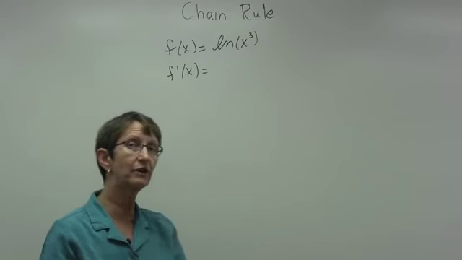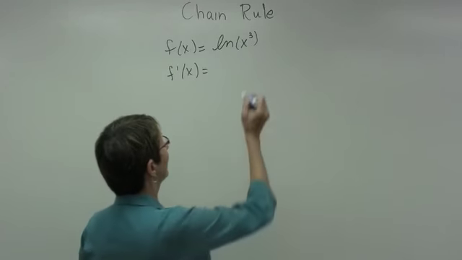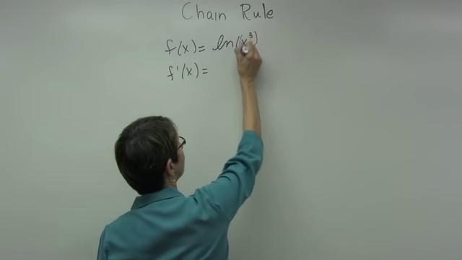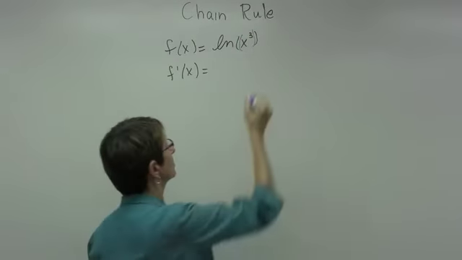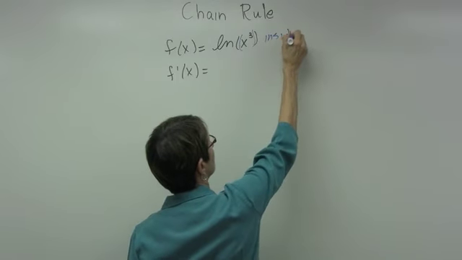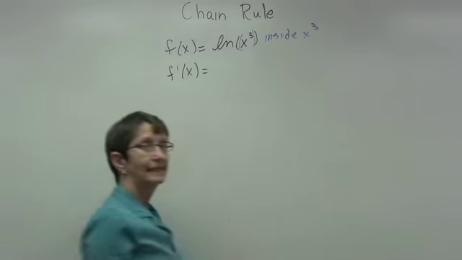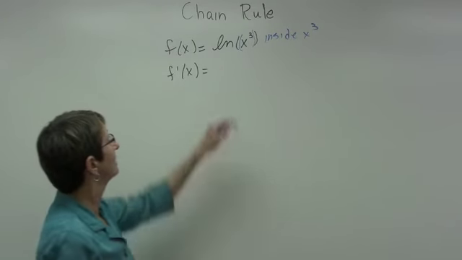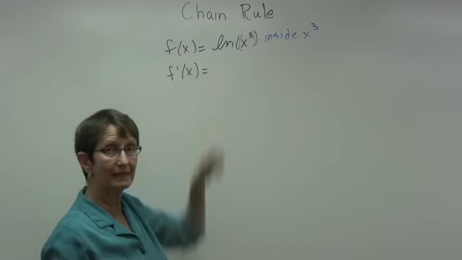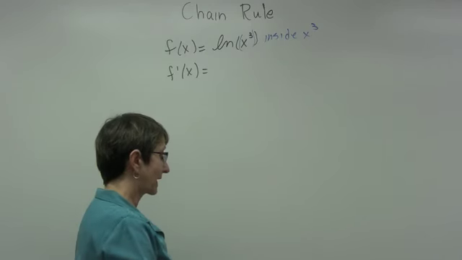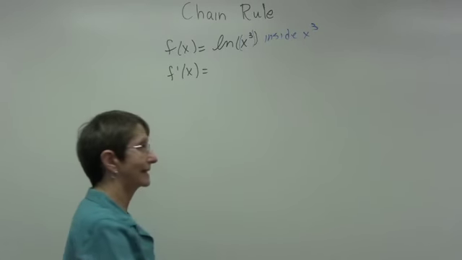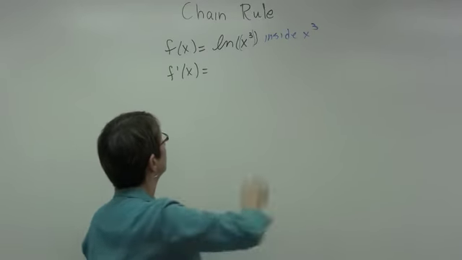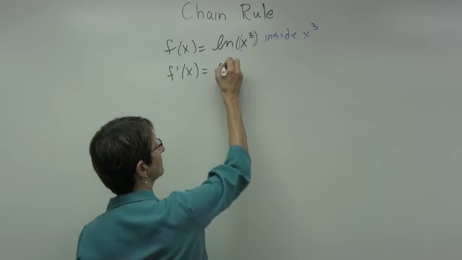So we need an inside function and an outside function. Here's the x, so this piece is our inside function. So the inside function is x cubed. We use the power rule. The outside function then would be the natural log. So we take the derivative by taking the outside derivative times the inside derivative.